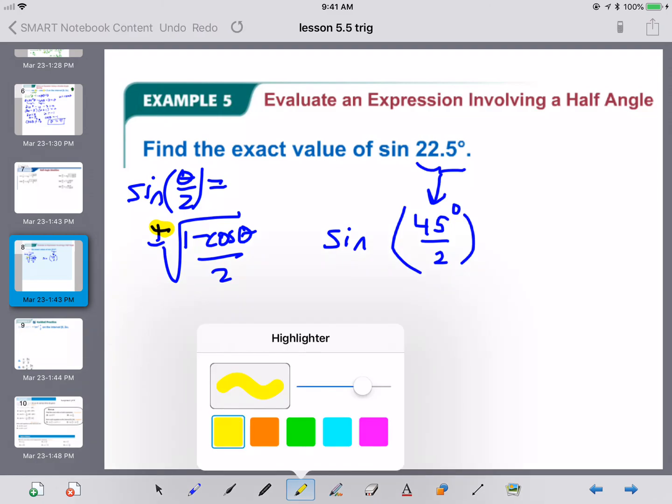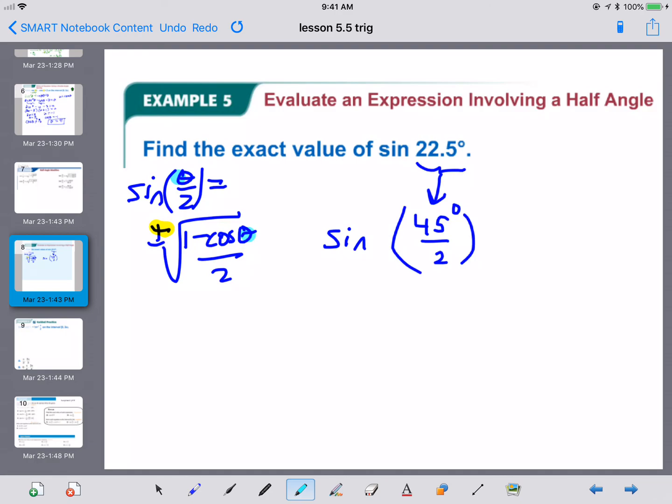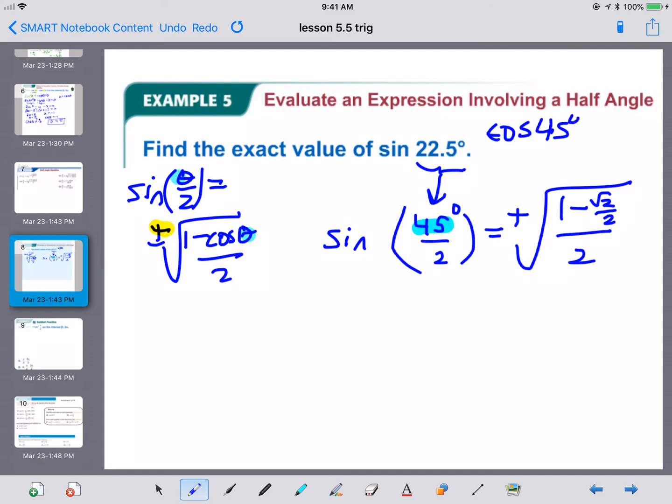So wherever theta is in this formula, we're going to put our theta of 45. We know what 45 is from our unit circle. So it is going to be positive square root of 1 minus the square root of 2 over 2 over 2. Now, how did I get the square root of 2 over 2? Well, that's the cosine. I kind of skipped a step there. The cosine of 45 goes right here, and that is square root of 2 over 2. So I just put that in there, okay?